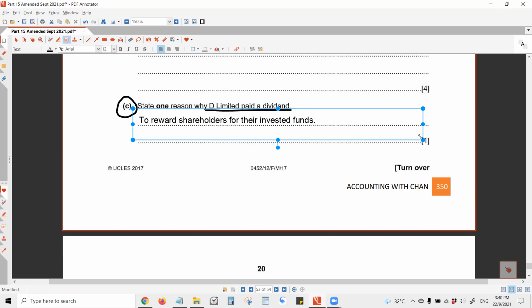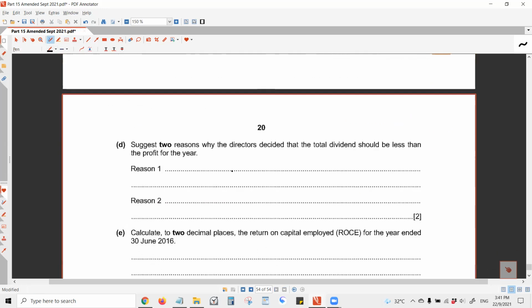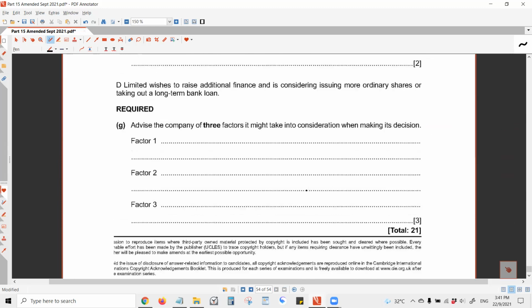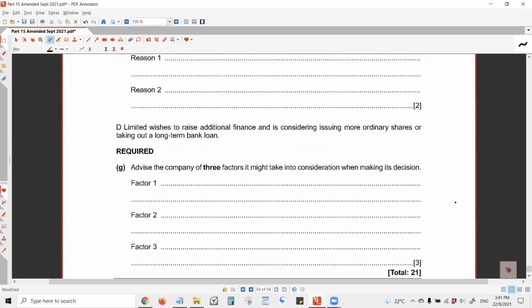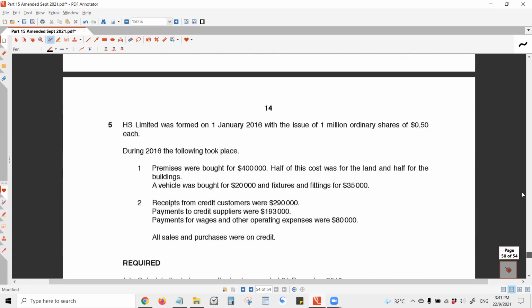So why do people want to buy shares in the first place? Of course, to earn money, right? So one way of earning money is getting dividends if the company has done well. To reward shareholders for their invested funds. Now we move on. Let's get back to the notes.